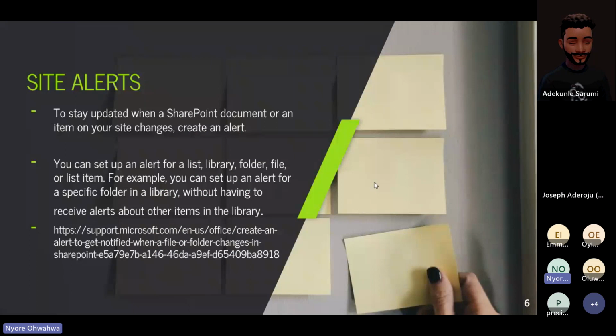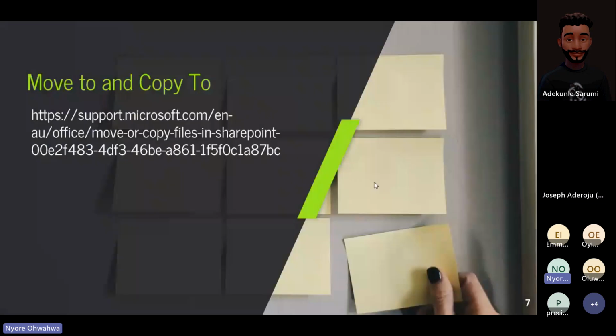So site alerts are basically you creating an alert or creating emails for you to get notification when something has been done on your site or on your folder. You can create different types of alerts for different modifications that have been done on your site. Then this is going to be talking about the folders and file structures and the rest of them.